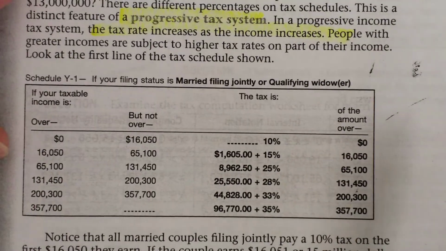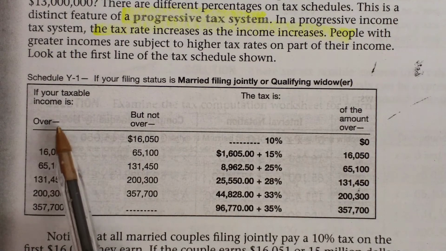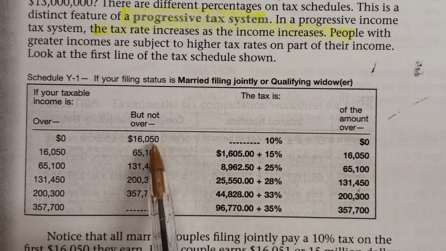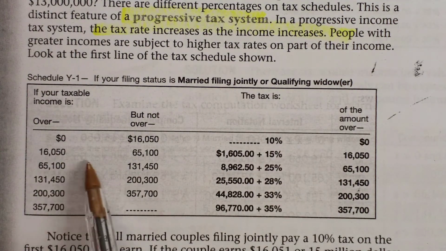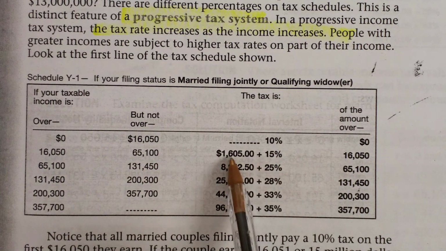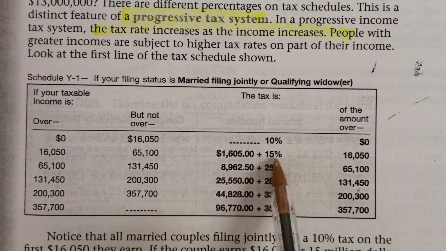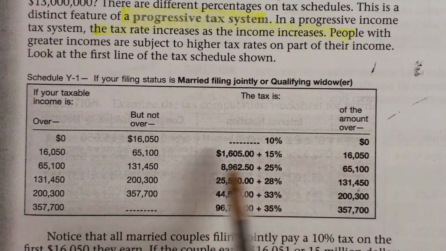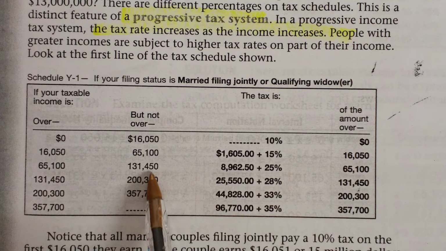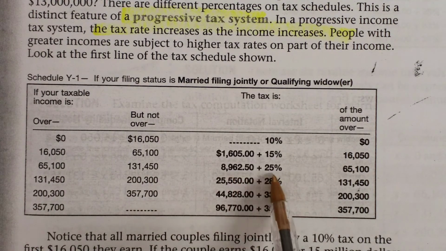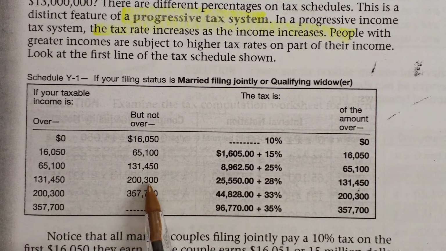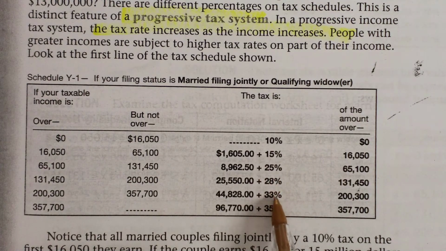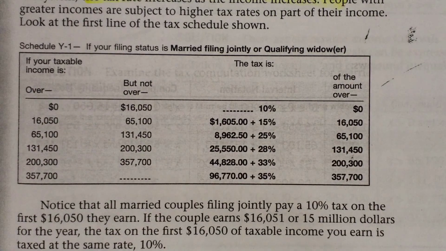So this is that schedule we were looking at in the last lesson, and you can see it right here. If your income is over zero but less than this, then you're not paying any taxes at all. If your income is between $16,050 and $65,100, you're paying a flat tax plus 15% of the amount over that. What if your income was between $65,100 and $131,450? Well, then you've got a flat tax plus 25% of the amount over this. So you can see as these income amounts go up, the tax rate that you're paying goes up. So the more you make, the more you're taxed. Not just dollar amount, but percentage.